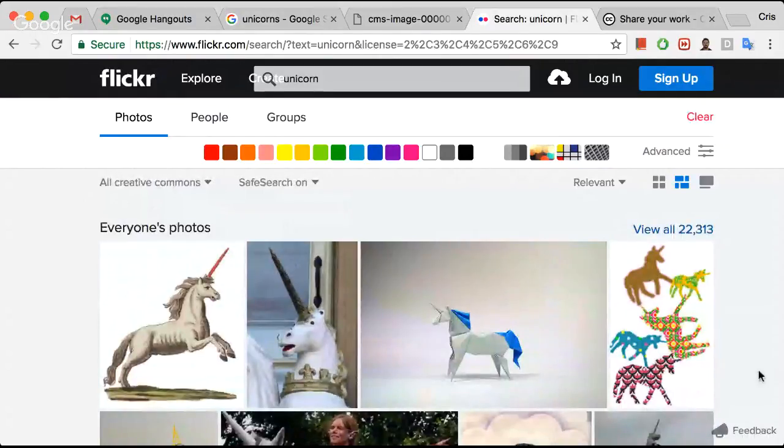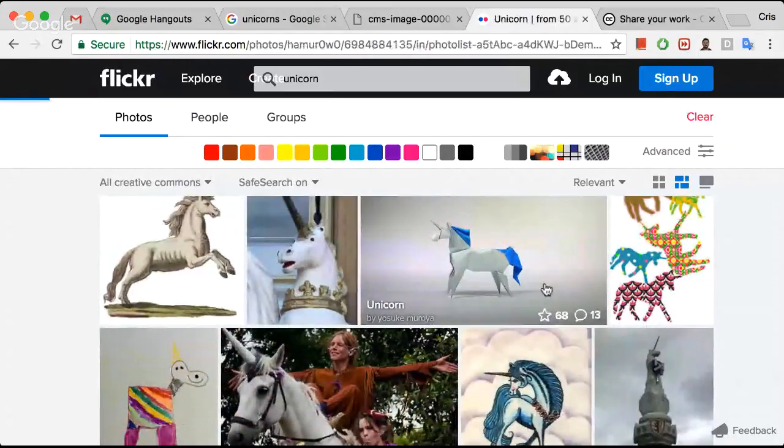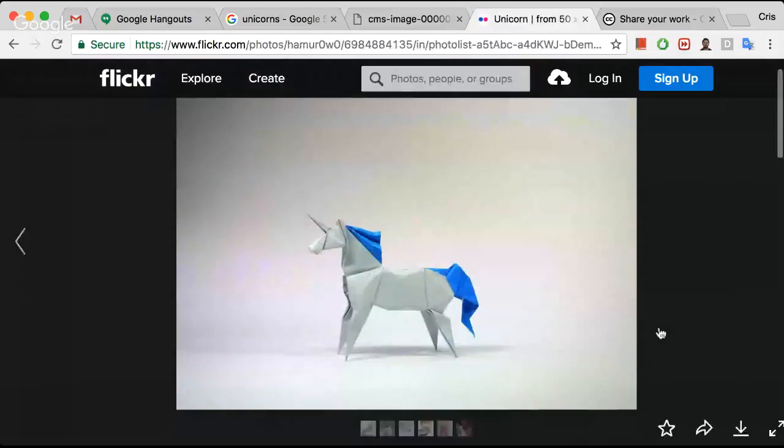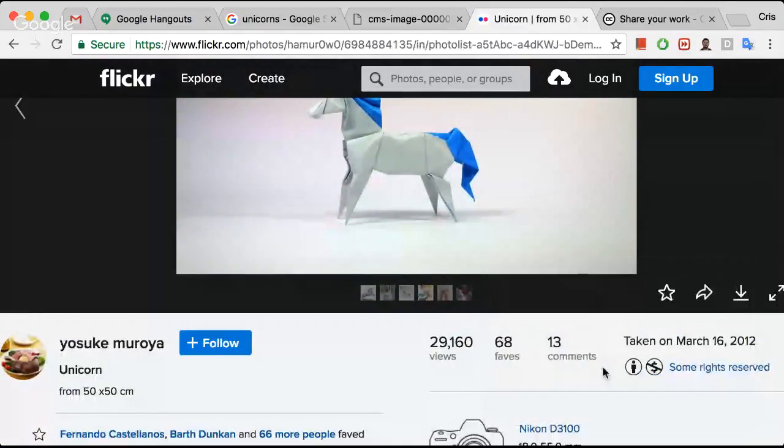So now I can look for images in the Creative Commons, and if I click into a picture, Flickr, you can see here, uses the exact Creative Commons labels that I previously went over. So here, because I would have pre-taught the students what the different symbols mean, we can see that this unicorn picture can be used, but I must give attribution or credit, and I can't make money off of the picture.